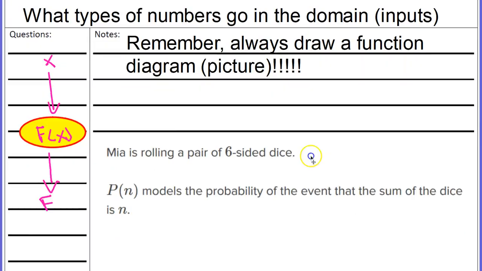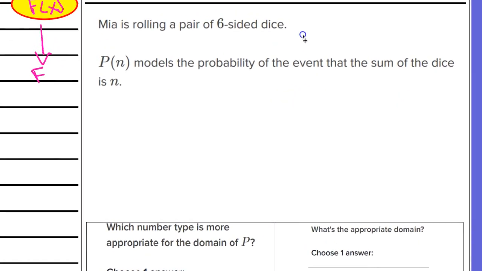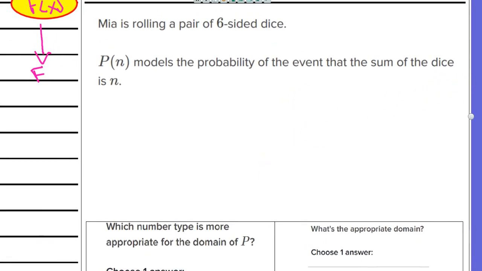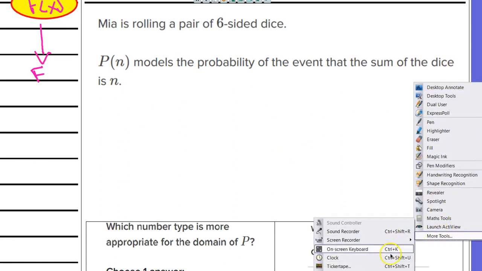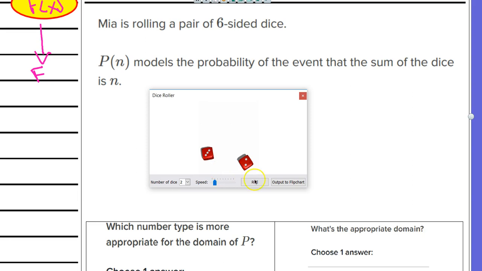So let's do a word problem. Mia is rolling a pair of six-sided dice. So Mia has a couple of six-sided dice, and she's rolling these dice over and over again. P of n models the probability of an event that the sum of the dice is n. So she rolls her two dice, and then she adds up the two numbers, and that's the input. The output is the likelihood that that happens.